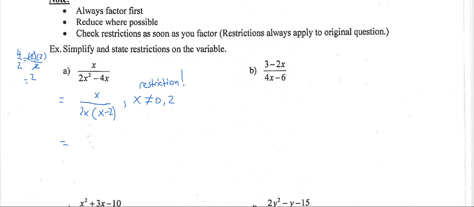Okay, once I've written this with the restriction, now I can see if I can simplify the expression. So I see that there's an x in the numerator and x in the denominator, and they are factors, so I can reduce them. And I'm left with 1 over 2 times x minus 2. And I can't simplify this anymore, can't reduce anything anymore, so that's my final answer. So with my final answer, I'm going to restate the restriction.